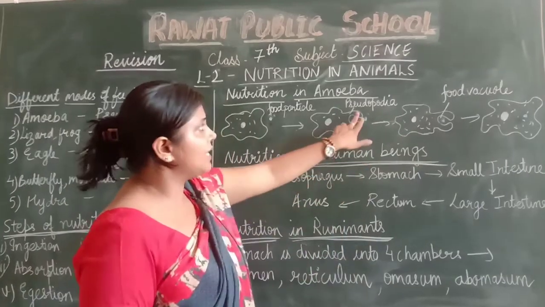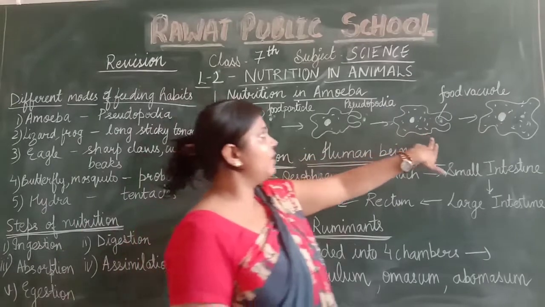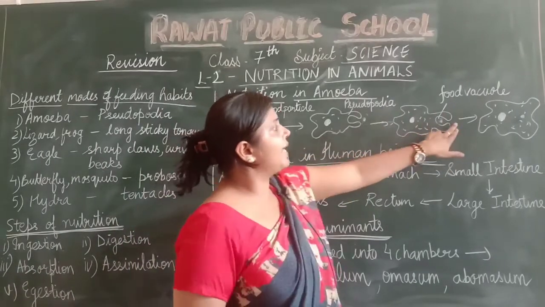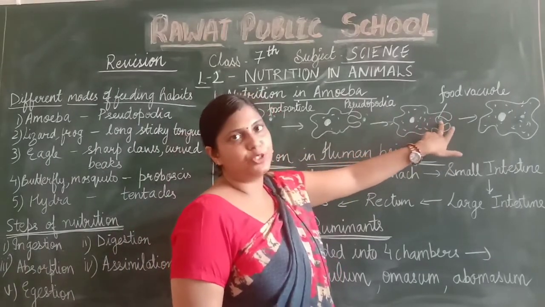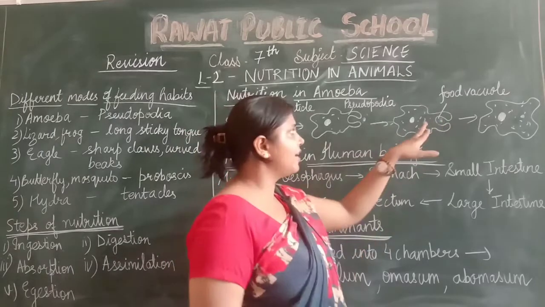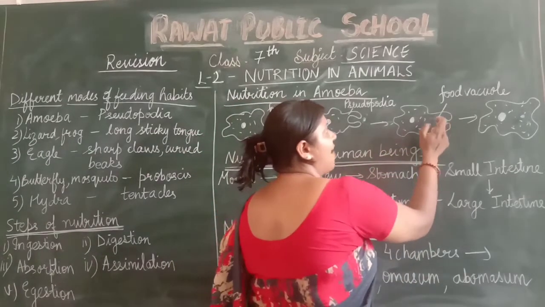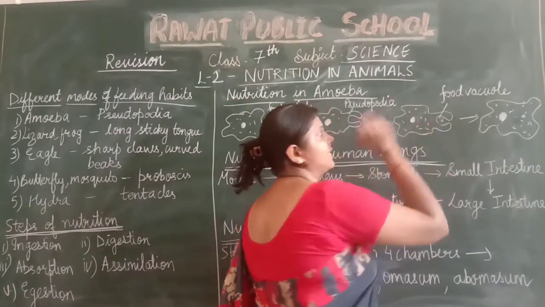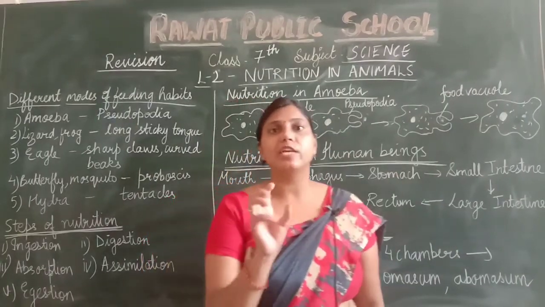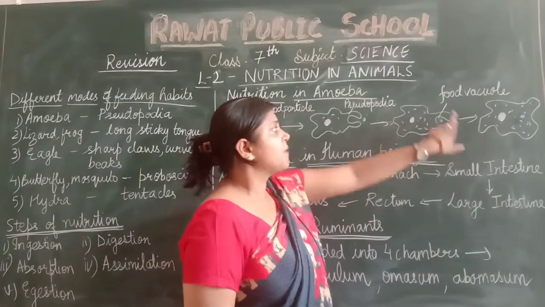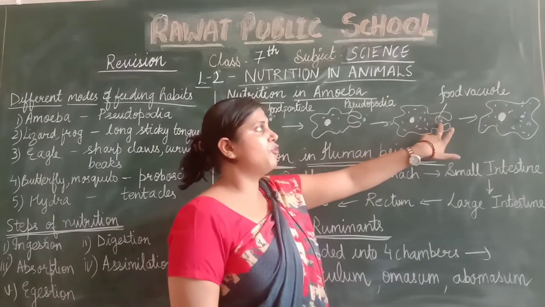So these are the pseudopodia. Now here the food particle is engulfed by the pseudopodia. The food particle has come inside the pseudopodia. Now here a vacuole is created. This is known as the food vacuole. What is a vacuole? An empty space. An empty space is created where the food particle is.